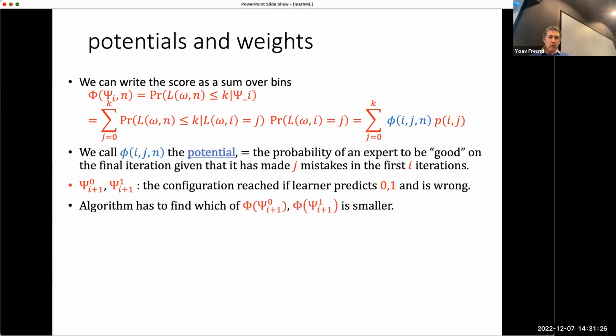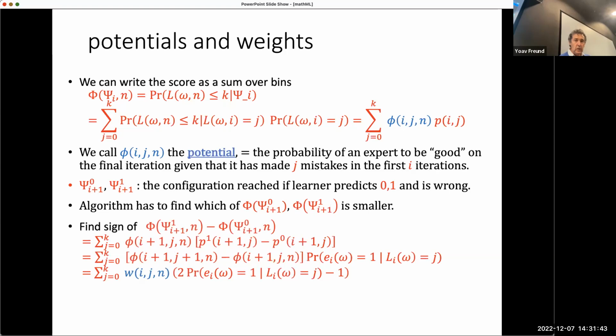In the worst case, when the adversary is worst case, these are going to have the same score. They're going to be the same configuration, so there's nothing we can do. But if they are different, then we want to know which one is smaller. To calculate which one is smaller, this is not really complicated math. I just don't know how to make it more succinct. The basic thing is that if you look at an expert and you see its score the next step for 1 and its score the next step for 0, the difference between those is the contribution to the difference between the scores.